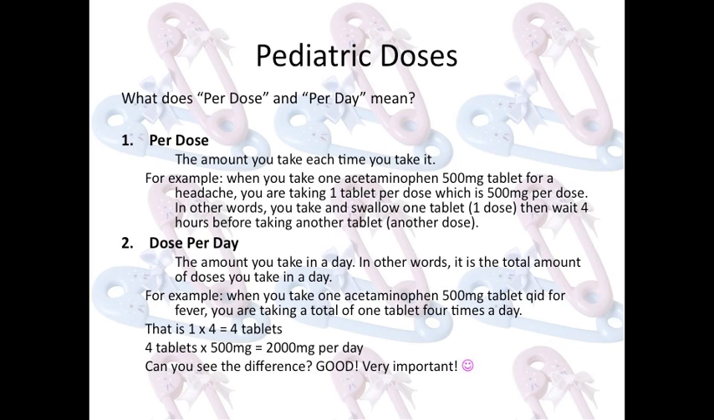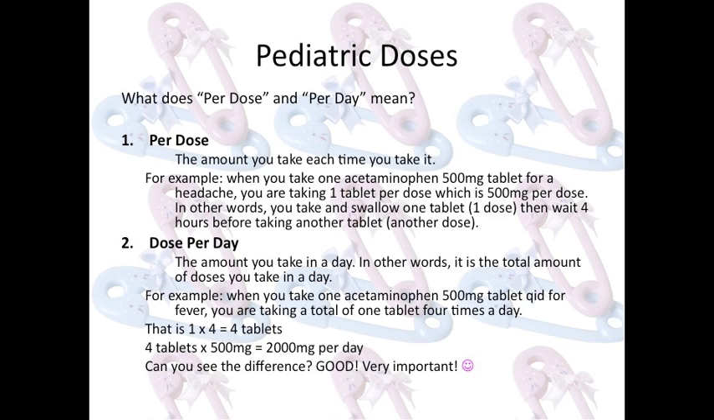What does per dose and per day mean? Per dose is the amount you take each time you take it. For example, when you take one acetaminophen 500 milligram tablet for a headache, you are taking 1 tablet per dose, which is 500 milligrams per dose. In other words, you take and swallow 1 tablet, 1 dose, then wait 4 hours before taking another tablet, another dose.